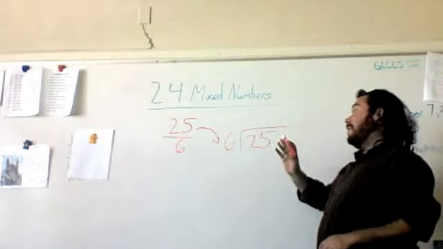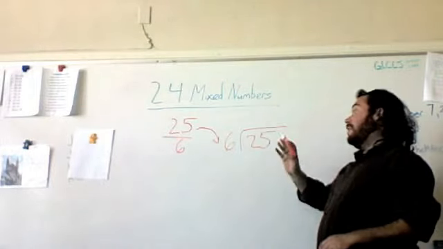6 goes into 25 4 times. Multiply, we get 24. Subtract, we get 1. 1 is less than 6, so we're doing okay. Now remember, when we're turning this, we don't use remainders anymore. So when we're turning this into a fraction, this is going to be perfect, because we've already learned that what we have left over, our remainder, simply becomes our new numerator. And our divisor stays our denominator. So we see that 25/6 is the same thing as 4 and 1/6.